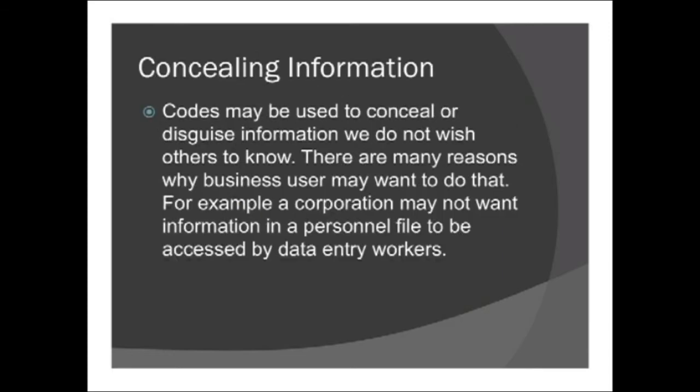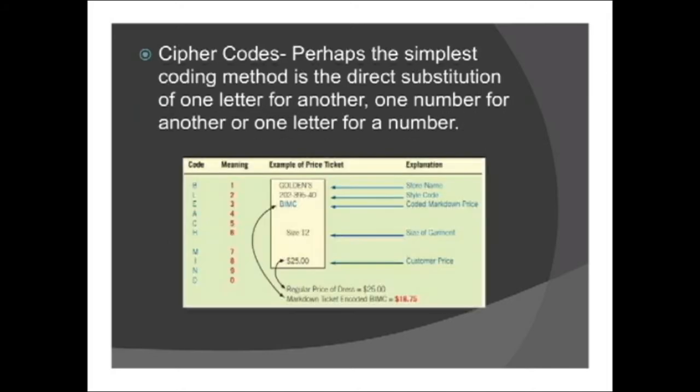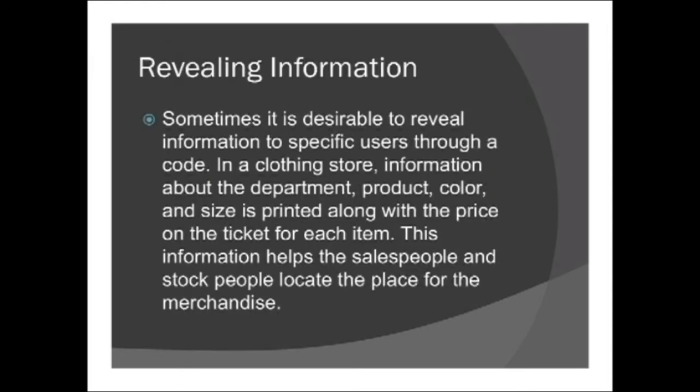Concealing information. Codes may be used to conceal or disguise information we do not wish others to know. There are many reasons why business users may want to do that. For example, a corporation may not want information in a personal file to be accessed by data entry workers. When concealing information, we can use cipher codes. Perhaps the simplest coding method is a direct substitution of one letter for another, one number for another, or one letter for a number.